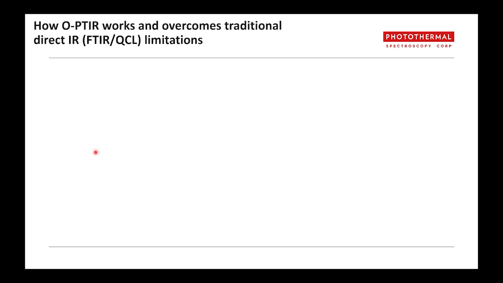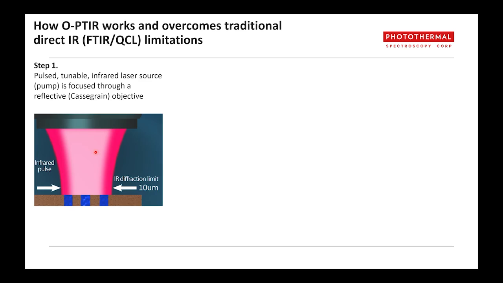Well, how does it work and how does it overcome these challenges? Well, it all starts with a pulsed tunable infrared laser. That's our quantum cascade laser. And that is focused through this objective, denoted here as black. We focus that down onto the sample. Now, being an infrared laser, the focus spot isn't that tight. You can't focus infrared light too tightly. So let's say that's about 10 microns.